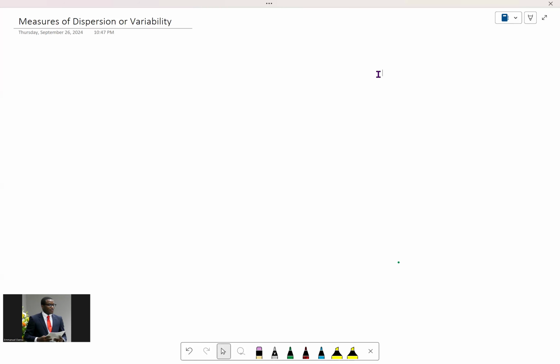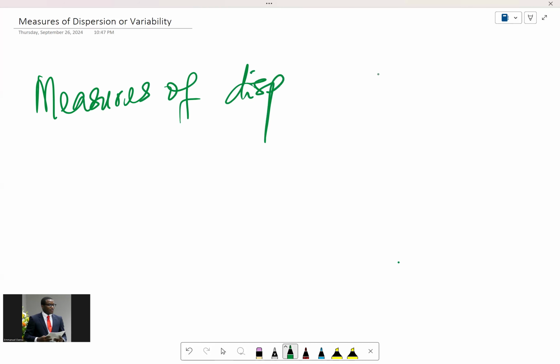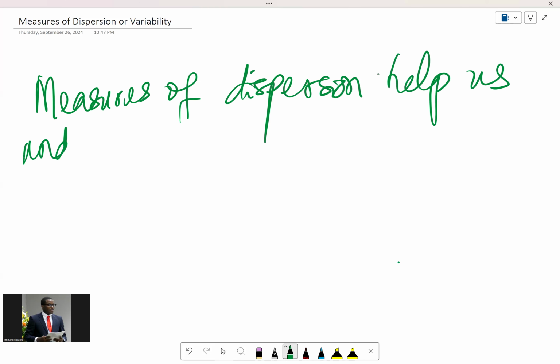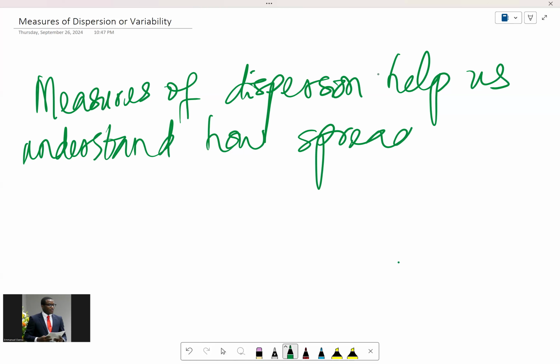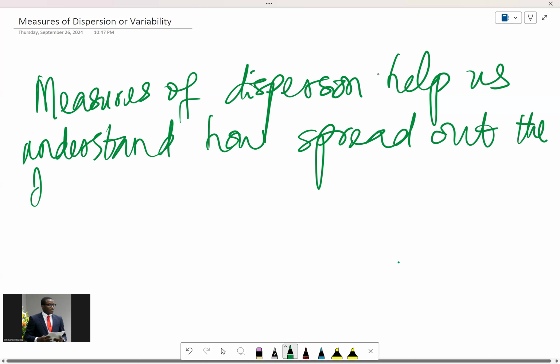So measures of dispersion or variability. Let's go. Measures of dispersion help us understand how spread out the data is. So whatever data you're working with, you want to know how spread out it is.